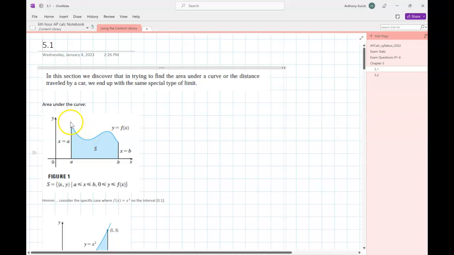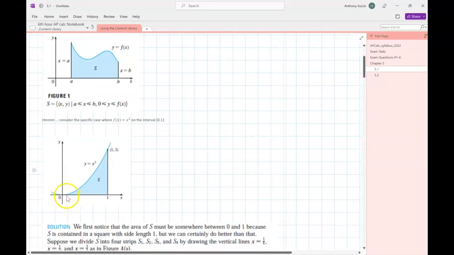If this is just a straight line, that's fine. It's a trapezoid, I know how to do that. Or if it's a rectangle or a square, not a big deal. So rather than starting here with a general function f of x, let's think through this using a specific f of x that's a little bit simpler. We're just going to start with x squared. So we're going to look at calculating this area here in blue. Okay?